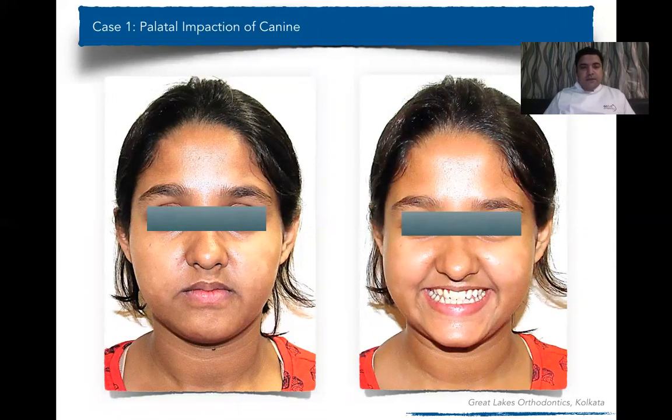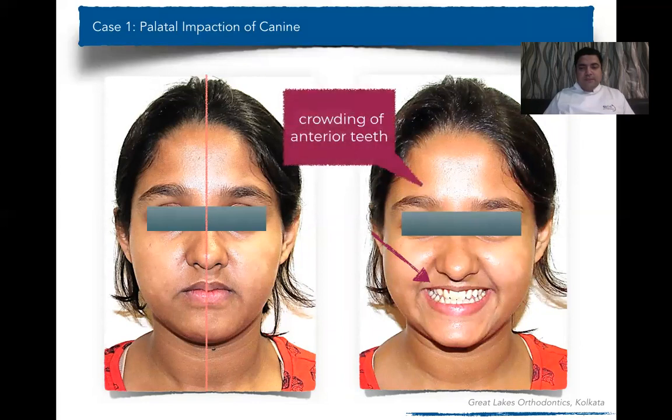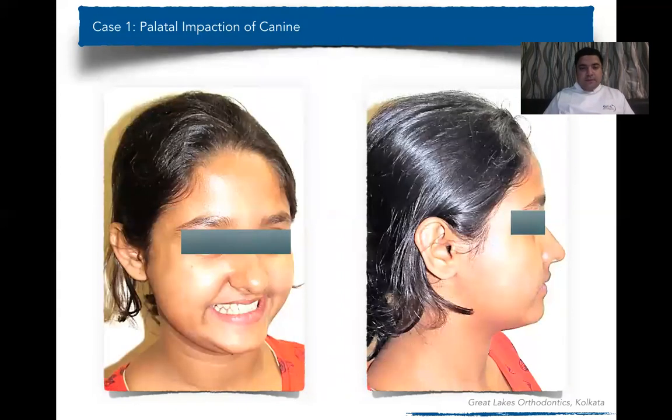As you can see, the frontal photograph shows that her chin is slightly deviated to the left, but overall competent lips. If you look into the smiling photograph, you will be able to see that she presents with crowding of anterior teeth. That is her chief complaint. The biggest problem that she came with is that one of her teeth is stuck within the jaw and the upper left milk teeth was moving.